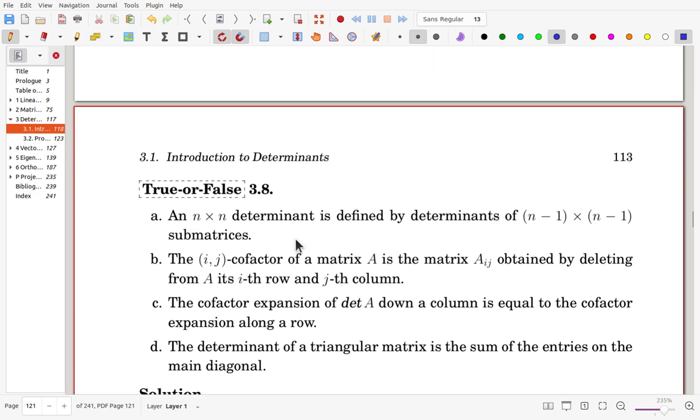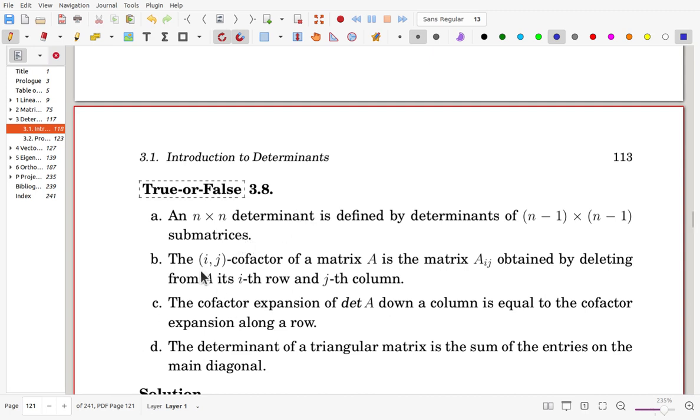Okay, we have true or false problems here. On an n by n matrix, the determinant is defined by determinants of n minus 1 by n minus 1 submatrices. Is it true? Yes, it's true. That is cofactor expansion, and each cofactor needs determinants of submatrices.